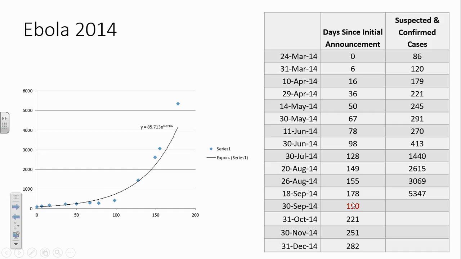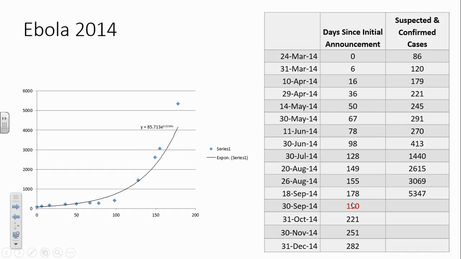So when I plotted the data, back on March 24th of 2014, that was when they first made the announcement that there had been 86 suspected and confirmed cases of Ebola in Sierra Leone, and there were several countries in Africa that had this outbreak. Then by March 31st, they had another public service announcement, 6 days afterwards. There were 120 cases and so forth. And then by July 30th, they were at 1,440 known, confirmed, or suspected cases.